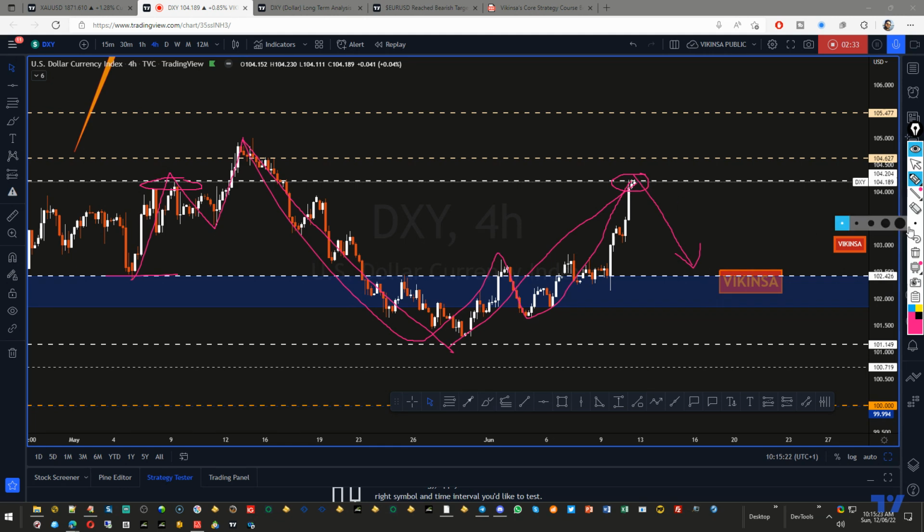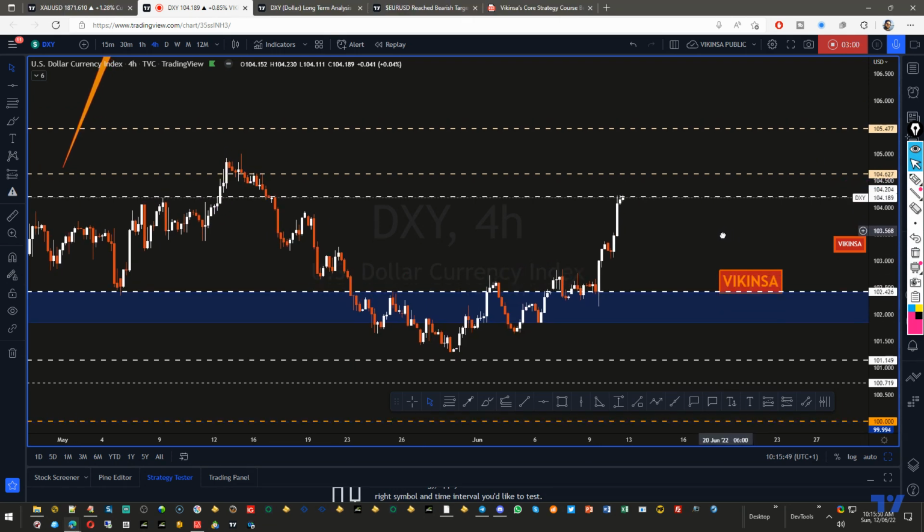If the dollar continues to go higher from this level or breaks the previous structure, then the next natural level, obviously the first one, is the previous structure, which is going to be 104.625. If that is also broken, then the next one is going to be 105.477. Why? Because in that case, it would form an extended W pattern. So these are the scenarios here.